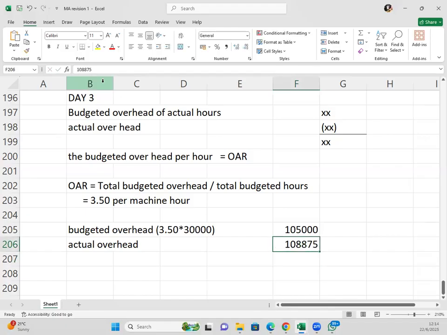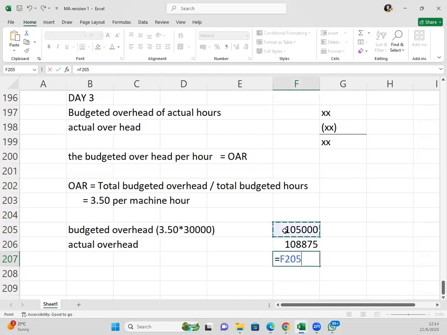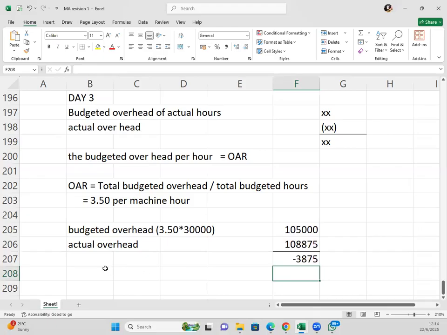So meaning that we say this minus this one, which means there's an under absorption. So our overhead absorption rate shows an under absorption of 3,875. If it was positive, it would be an over absorption.